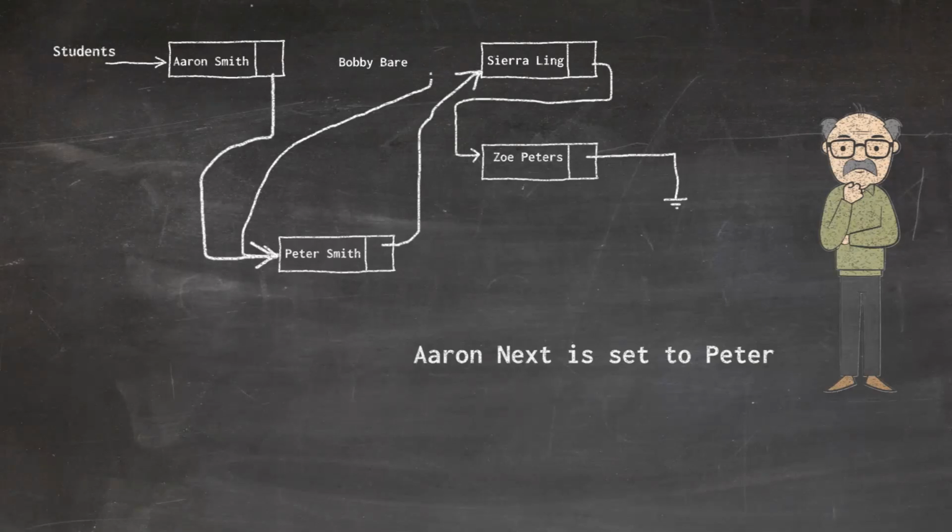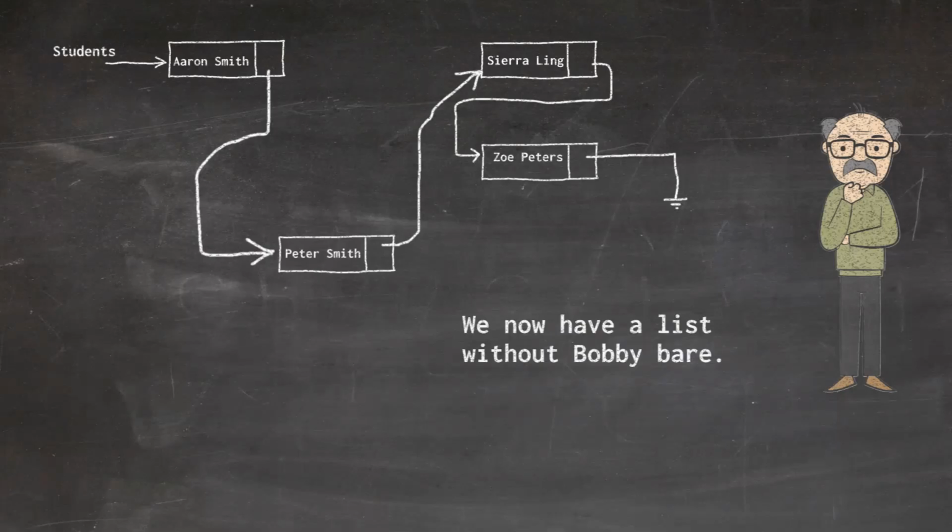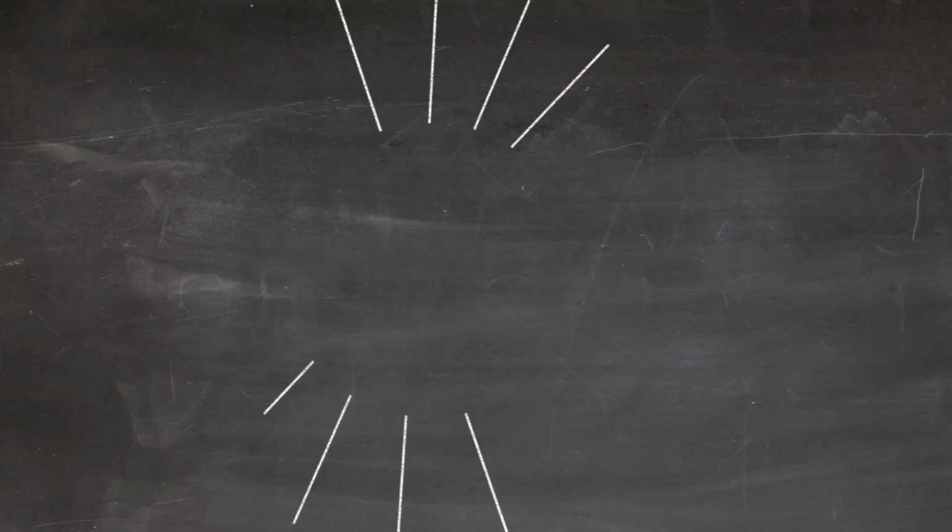Notice that Bobby Bear is still pointing to Peter Smith. But that doesn't matter because what we're going to do is give Bobby Bear back to the operating system and we will never reference that again.